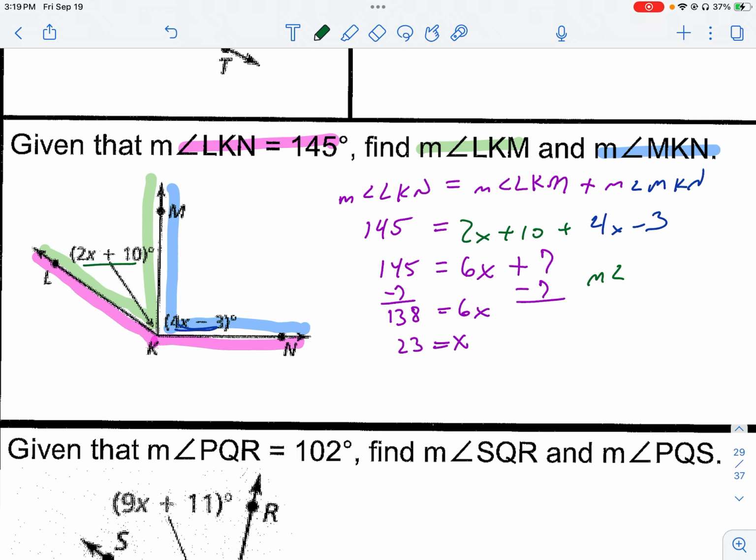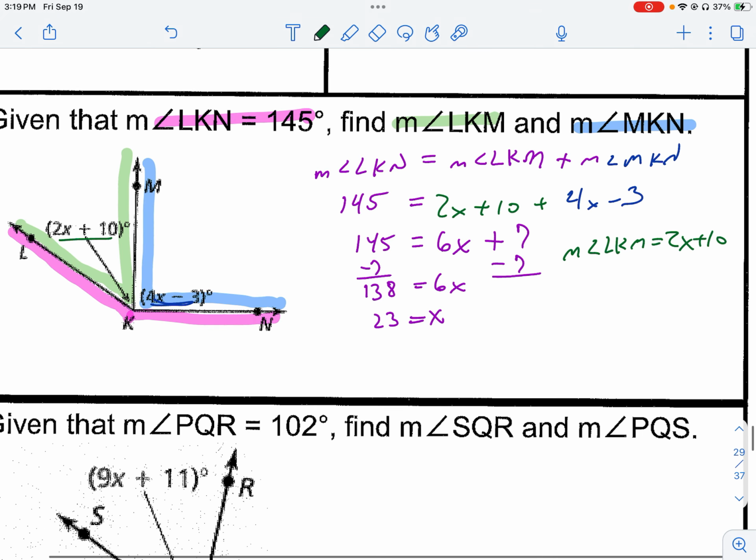So the measure of angle LKM equals 2x plus 10, because like I said before, it's just a number. And then x equals 23, so we can substitute that in. So the measure of angle LKM equals 2 times 23, which is 46, plus 10 is 56 degrees.